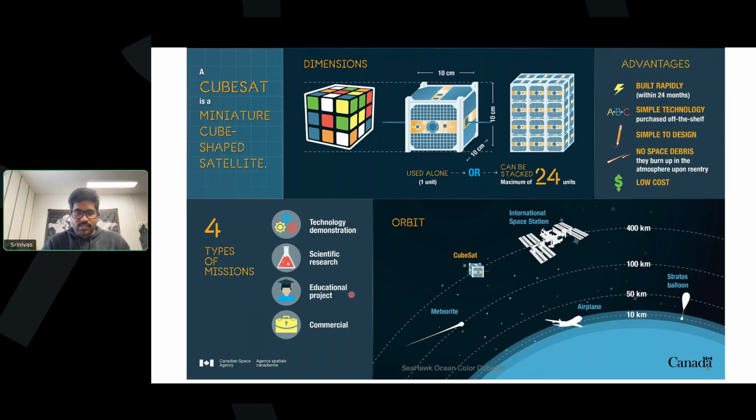And there are also commercial missions, which in recent times have evolved exponentially. So a lot of the Planet companies' satellites are CubeSats. And these CubeSats usually fly in the International Space Station orbit, which is around 400 to 600 kilometers, as compared to other satellites.